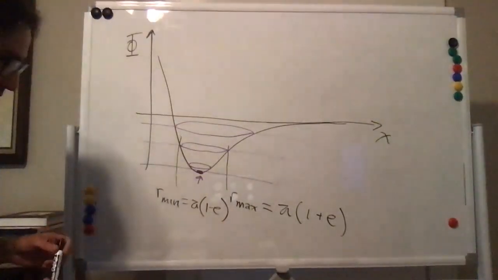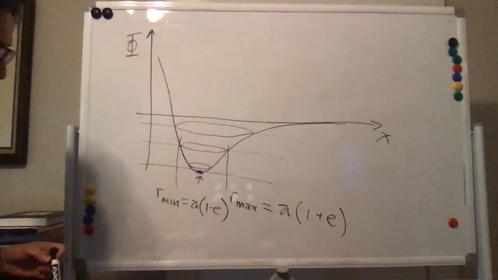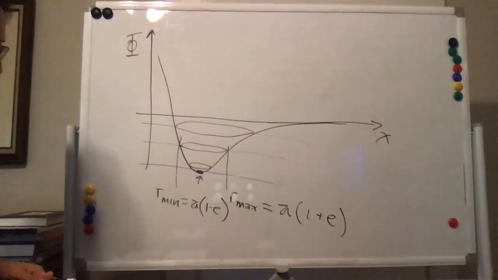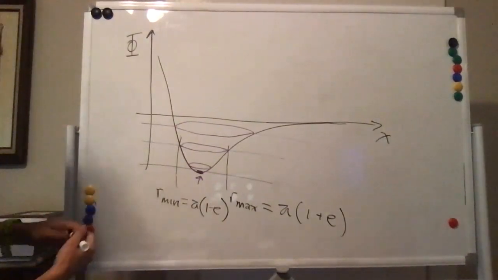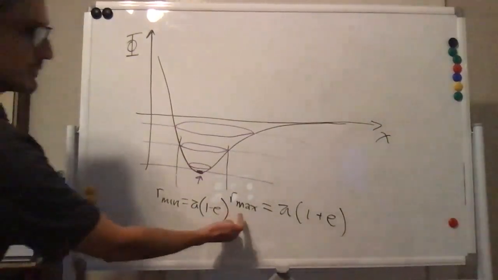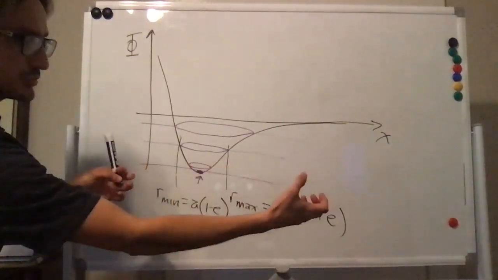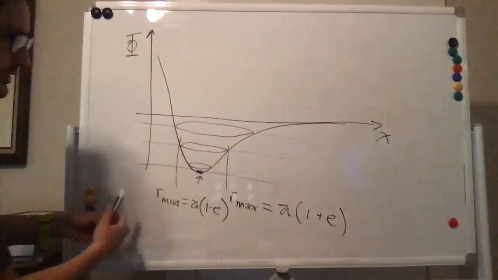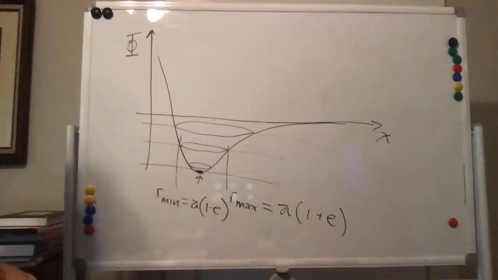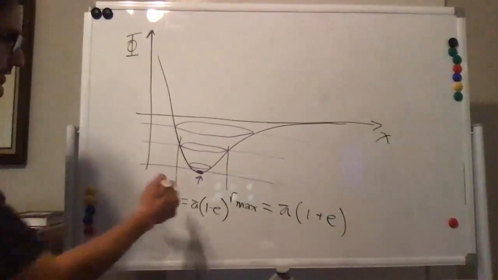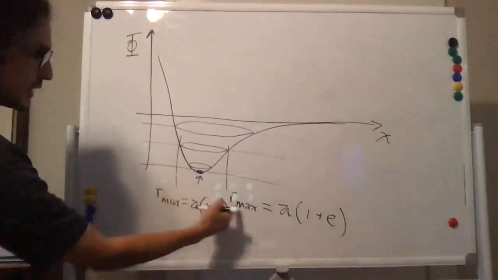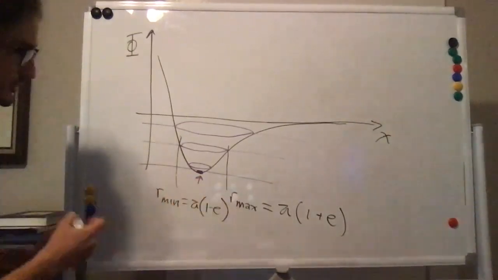So in your elliptical orbit, you're going to have the maximum separation of the two bodies and the closest separation. And if it's a circular orbit, then R min equals R max.